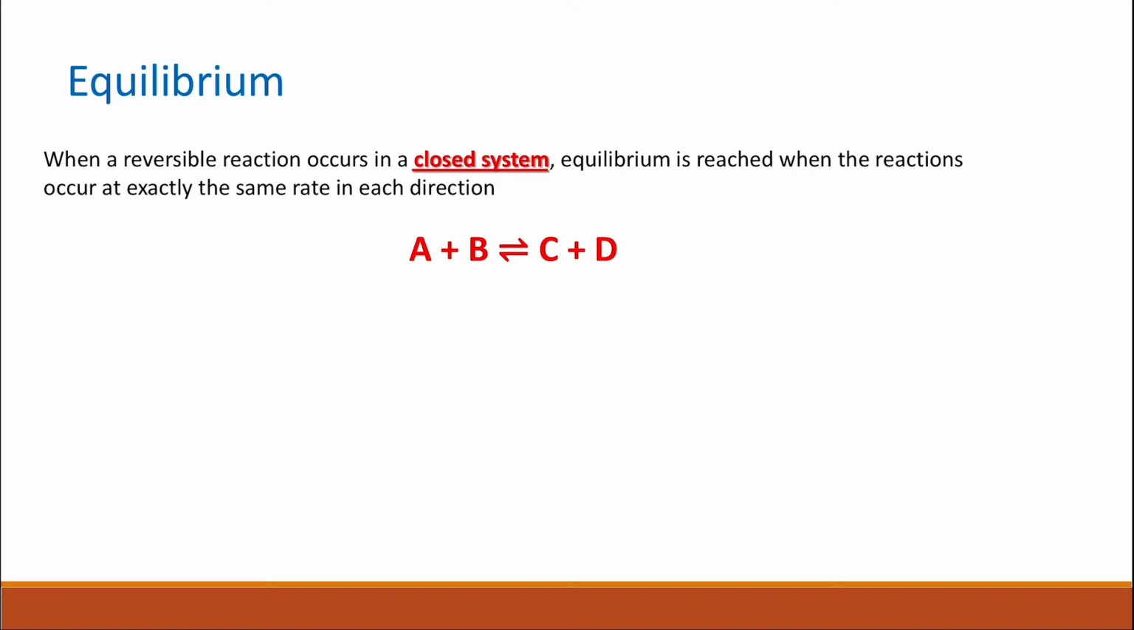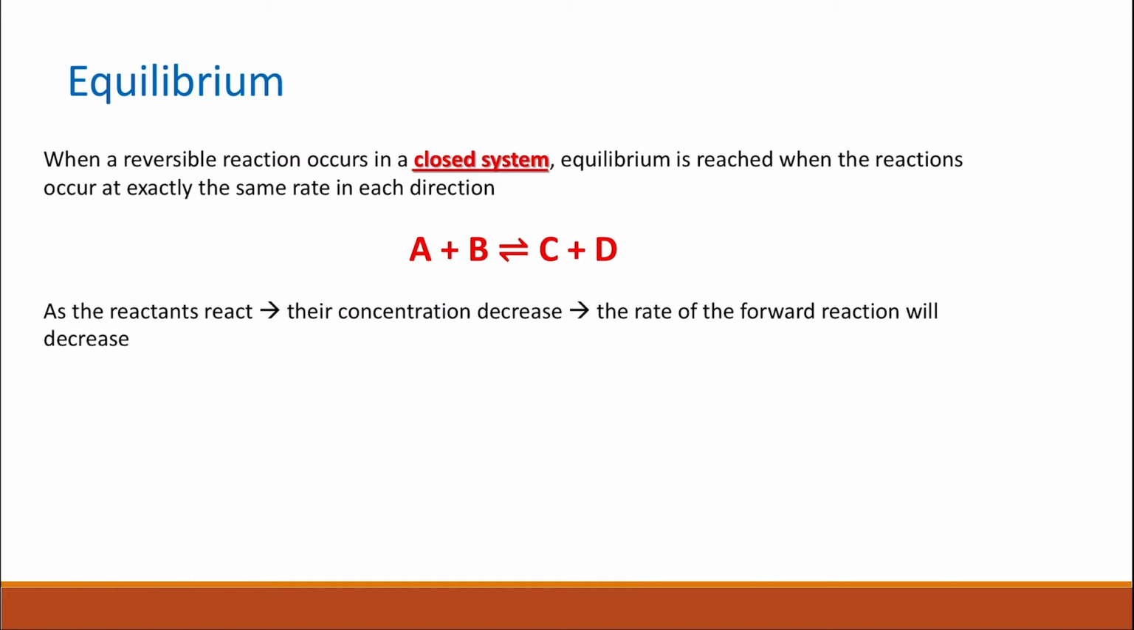So if we have a reaction like this where A and B react to give C and D, we have the forward reaction and we have the reverse reaction. The reverse reaction is when the products react together again to give the reactants. So at the start of the reaction, the reactants will start to react together, and that means the concentration of the reactants will decrease, and the rate of the forward reaction will start to decrease because of the decrease in the concentration of the reactants.